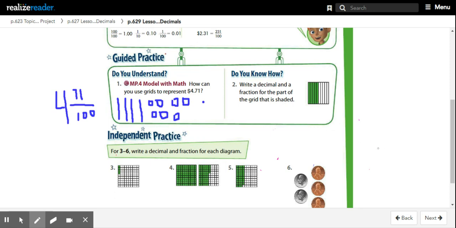I want for you to look at number 2, and I want for you to write down, what do you think would be the fraction and the decimal for the shaded part of the picture in number 2. Take 1 minute and see if you can figure that out on your own.